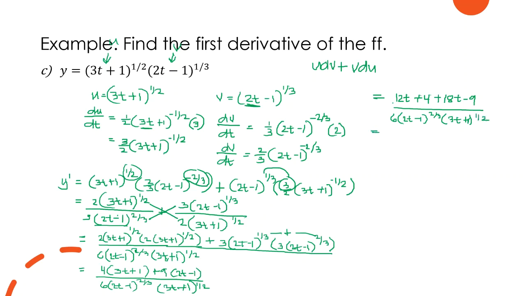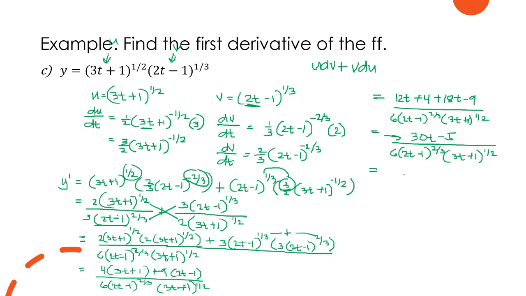Then, again, we can simplify our numerator. 12t plus 18t, that is 30t. 4 minus 9, that is equivalent to negative 5. So, copying again the denominator, we have 6 times (2t minus 1) raised to 2 thirds times (3t plus 1) raised to 1 half. So, our numerator can still be factored because there's a common term.